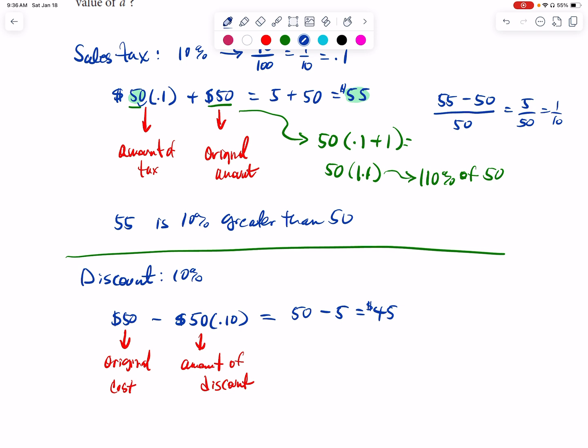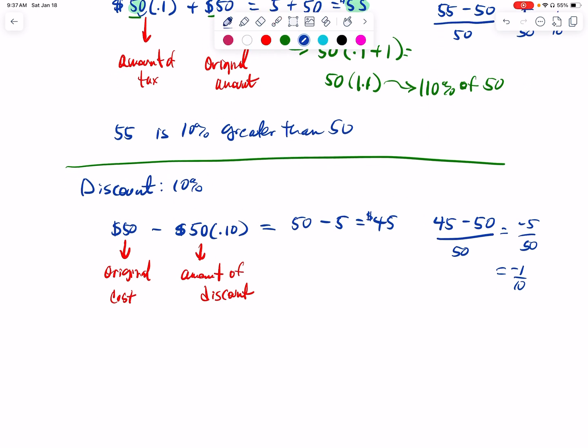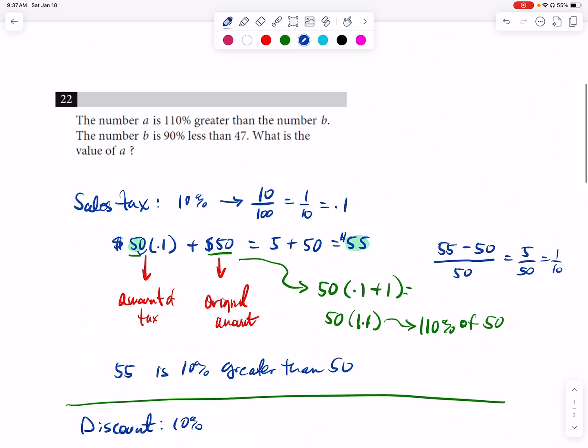And then I can do the exact same thing that I did up here, which is a percent change, where you take your new minus the original over the original. This time I'm going to get a negative 5 over 50, which reduces to a negative 1/10. In other words, we're discounting, we're going down by 10%. One way to interpret this, of course, is to say that 45 is 10% less than 50.